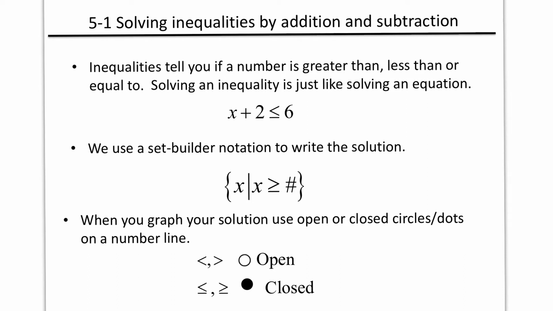Now, what does it mean, open or closed? Well, let's say that we have x is greater than 3. What that means is our graph is going to be open because we have a greater than 3. If you understand the inequality, we are saying that x, we don't know what the number is, but we know that number has to be greater than 3.